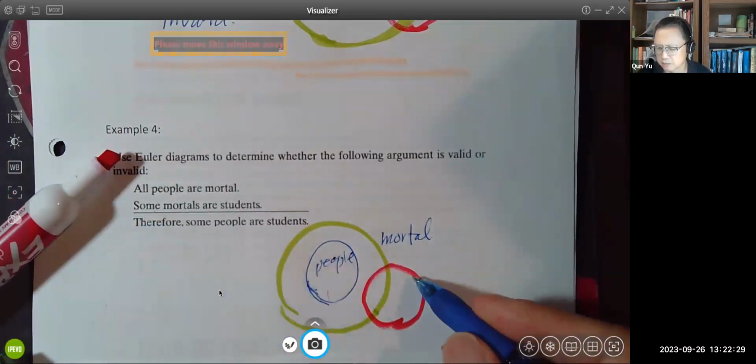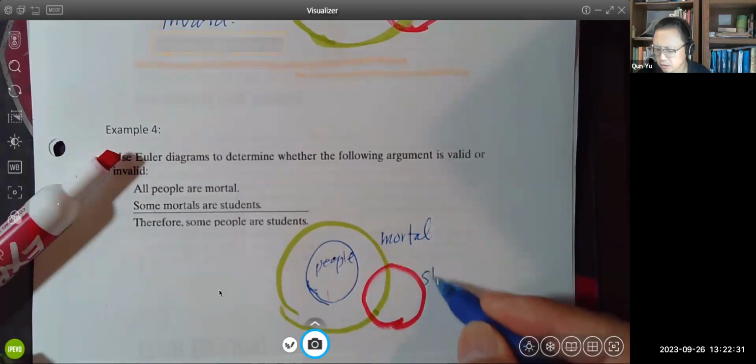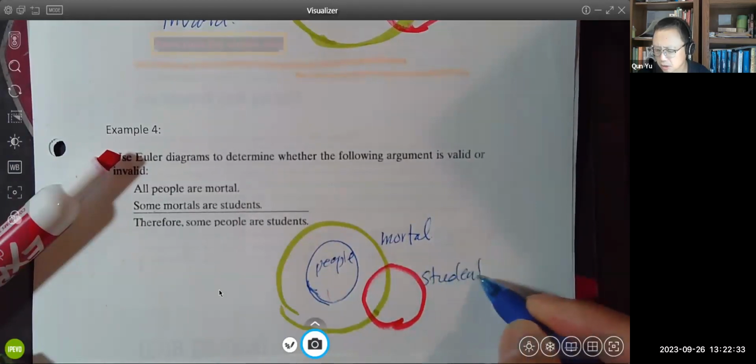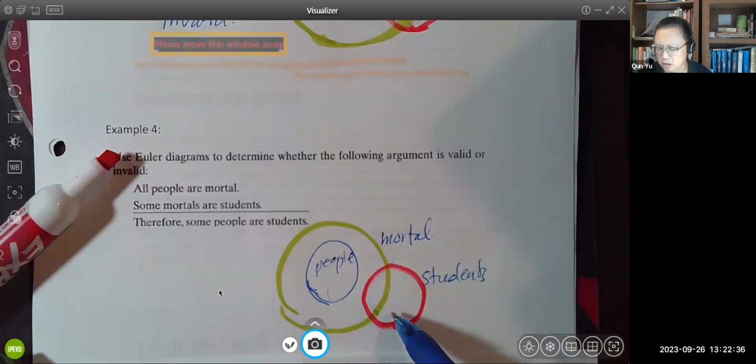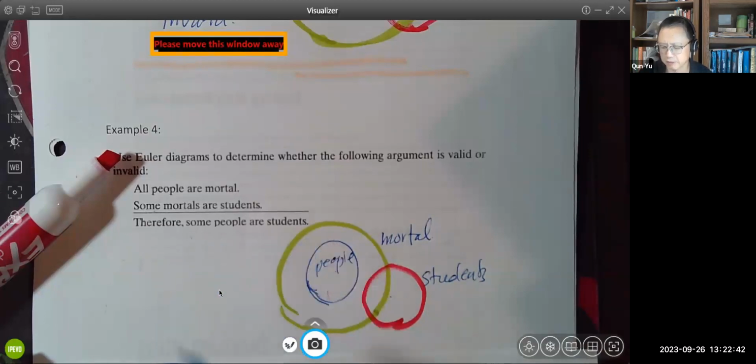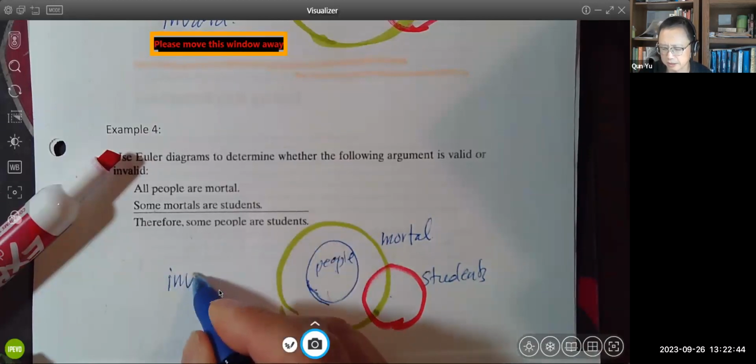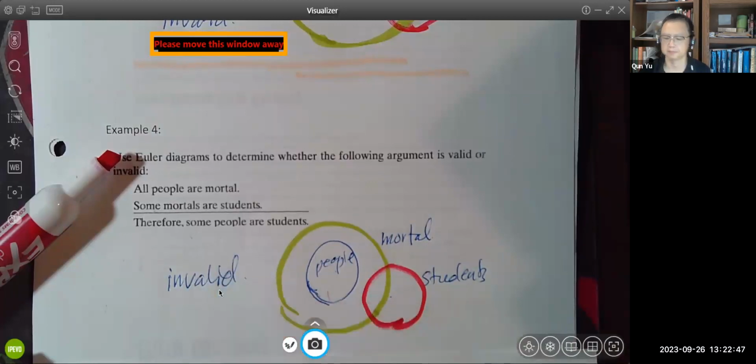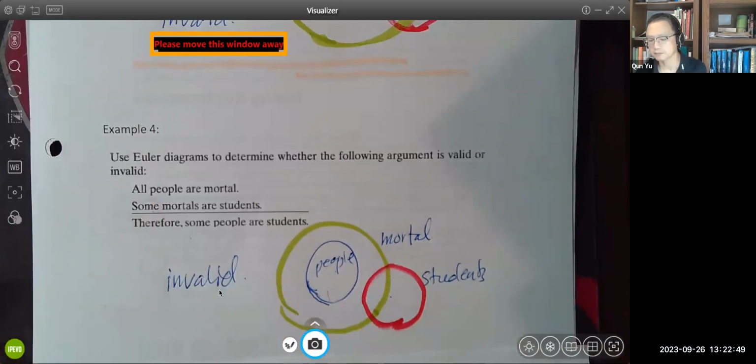This is our student circle. But in my drawing, no people are students. They say some people are students. We got a different conclusion. So this is an invalid argument.